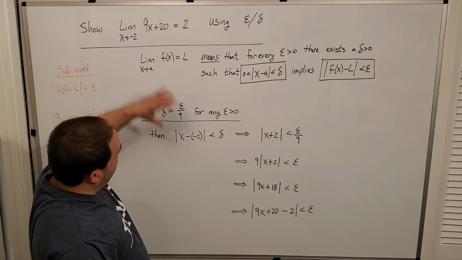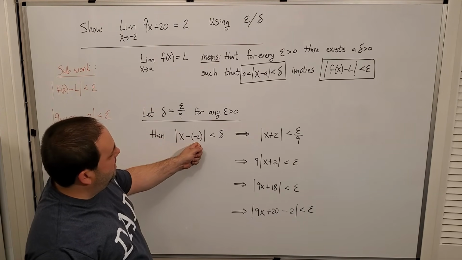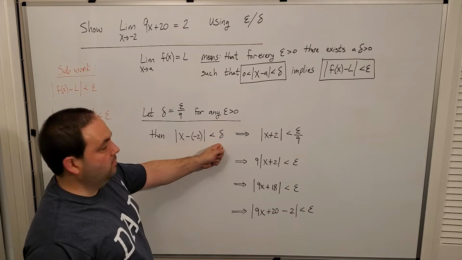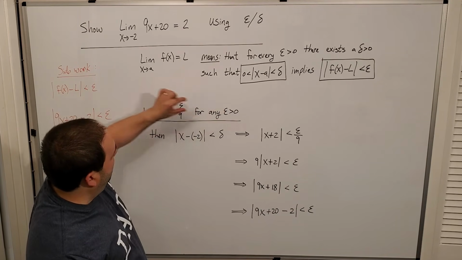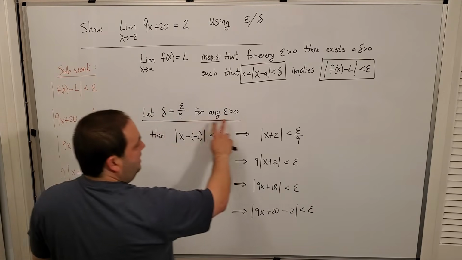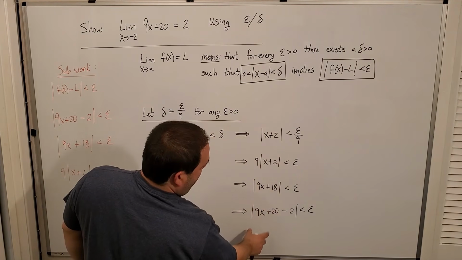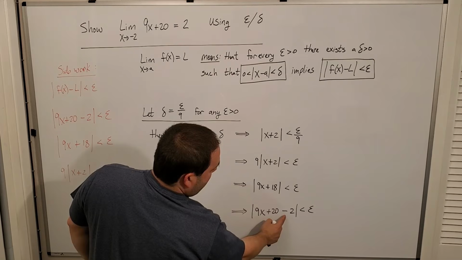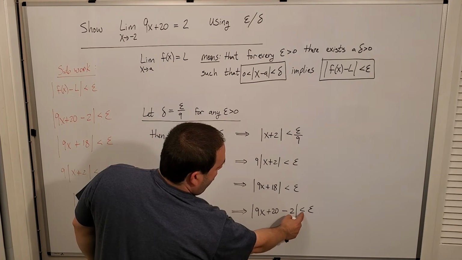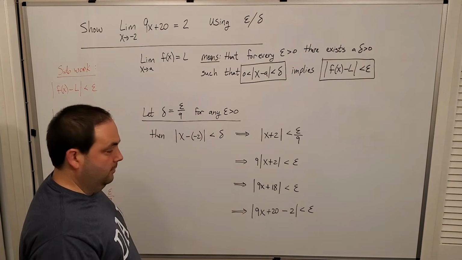The fact that I can start with x minus a being less than a chosen delta for every possible epsilon, and that straight up implies that my f of x minus my limiting value is always less than the epsilon.